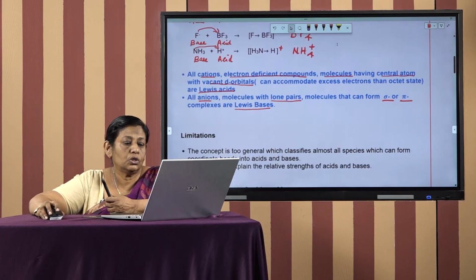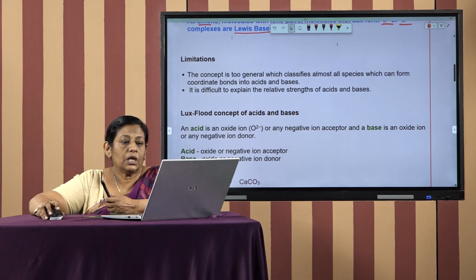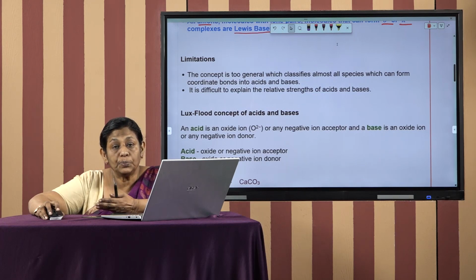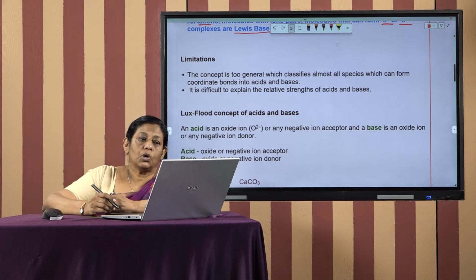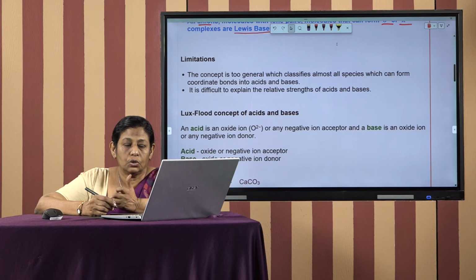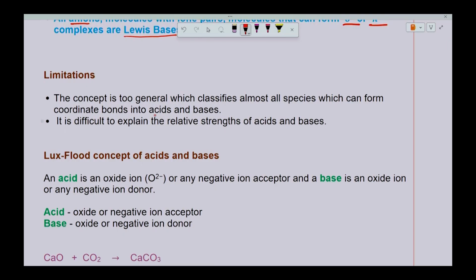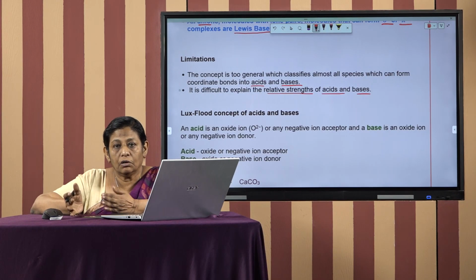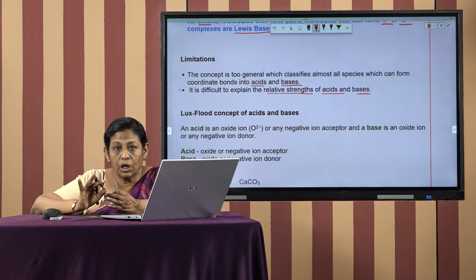The limitation is that it is too general, classifying almost all species which can form coordinate bonds. Anything which enters into a coordinate bond is classified into acids and bases, which does not look that nice. And again, it is difficult to explain the relative strength of acids and bases. You can't explain how far, since donation and acceptance of an electron pair is the only criterion.